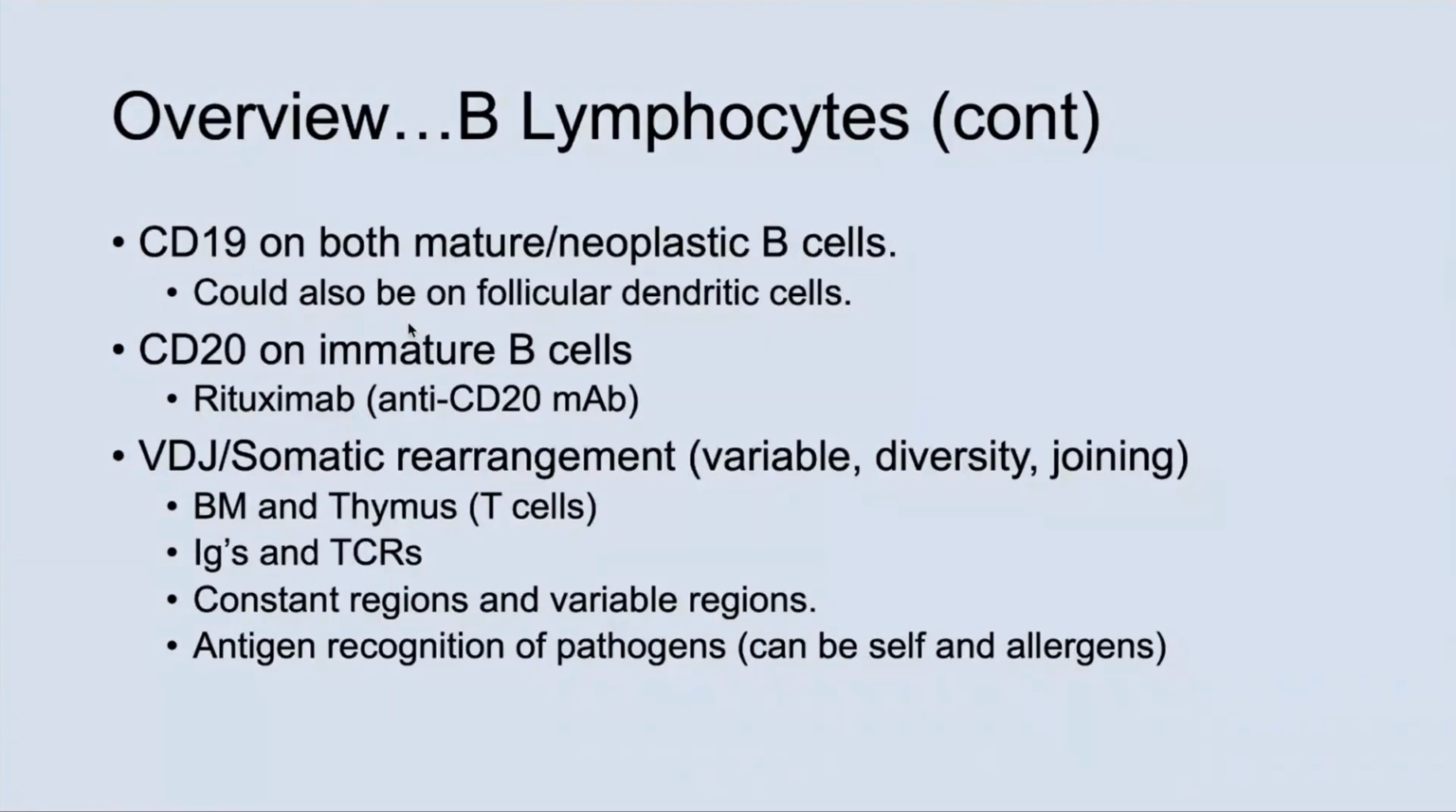Again, I could go on about this for hours. This occurs in the bone marrow for B cells, and also in the thymus. This also occurs in T cells. It happens for both immunoglobulins, which are antibodies, and T cell receptors. There are constant regions and variable regions, which can change. Again, this is all based on recognition of antigens on pathogens, which can also be self, and allergens can also occur as this as well.